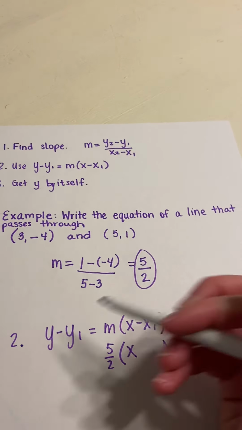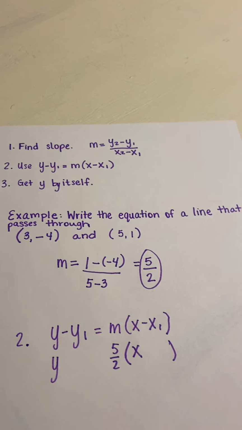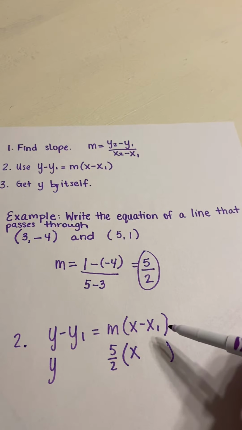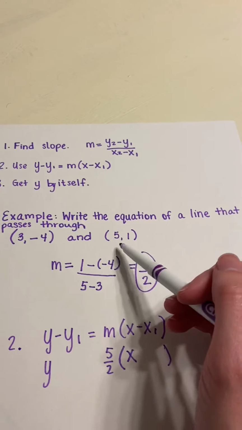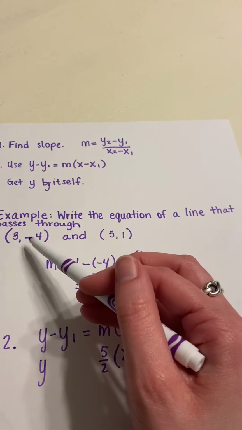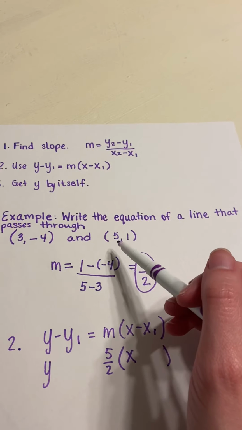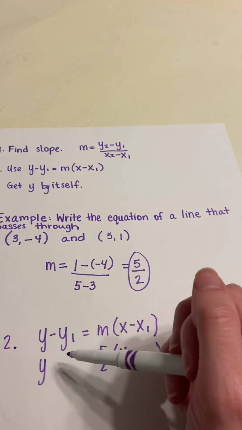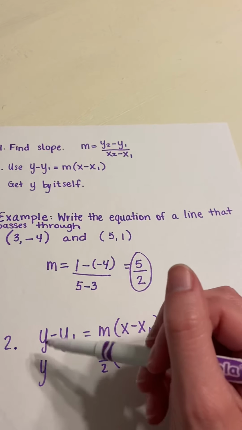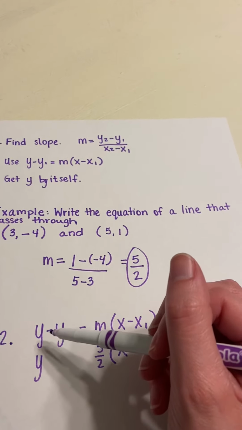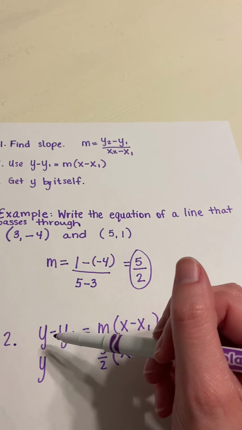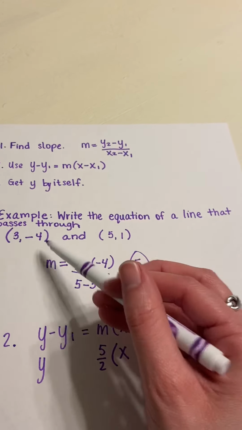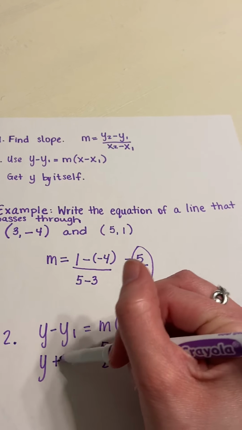Remember, keep the first x, keep the first y. y1 and x1, you get to pick which point you use from this step. It doesn't matter if you use 3, negative 4 or 5, 1. I'll just use 3, negative 4. Negative 4 is our y value, but remember we switch the sign. Take the opposite because of that negative sign in the formula. So negative 4 ends up being a positive 4.